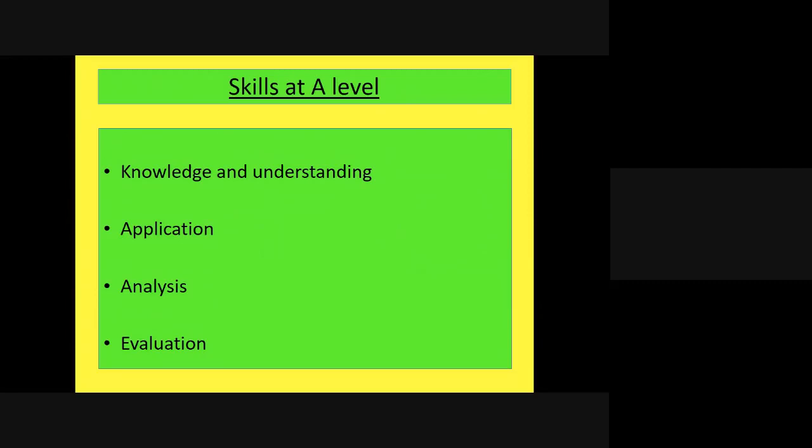And then analysis is more about having a deeper exploration of different ideas. And evaluation is absolutely key. Most of your essays, or in fact all your essays, will start with evaluate, okay? And therefore it's not just enough to know the stuff in sociology, you also need to be able to look at the strengths and weaknesses of different arguments, okay? So these are the core skills that we're looking at at A level.